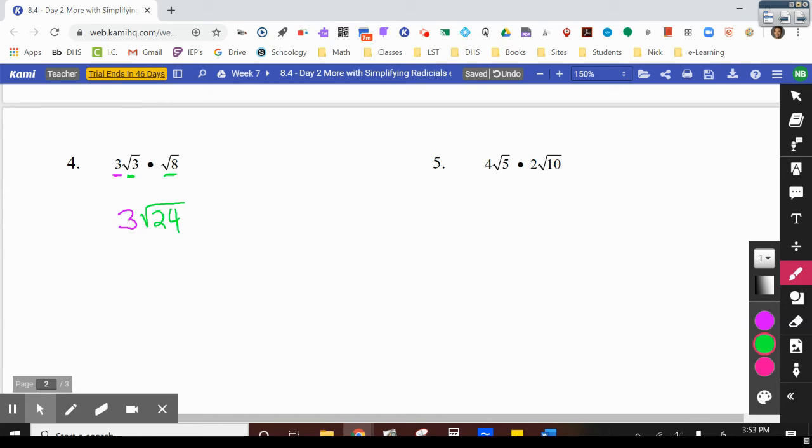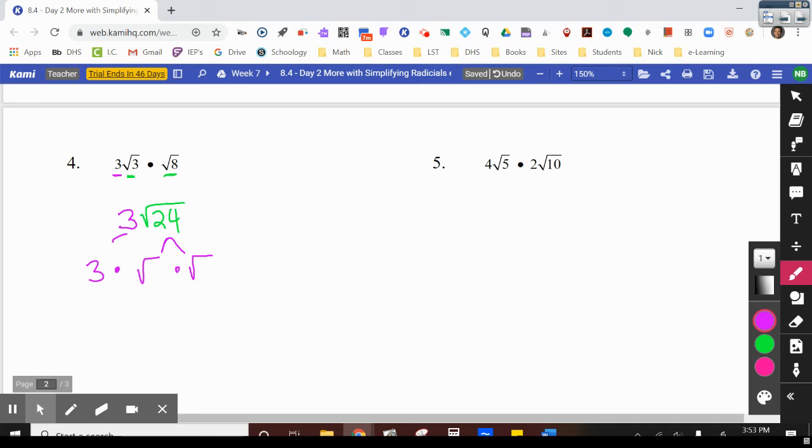Now that I smash these together, it's time for me to break them apart. So again, I'm going to break up this rad 24 into a perfect square number times another factor. And this 3 just stays on the outside. Since this is all multiplication, it just stays outside, and I'm going to multiply that 3 at the end with something else.